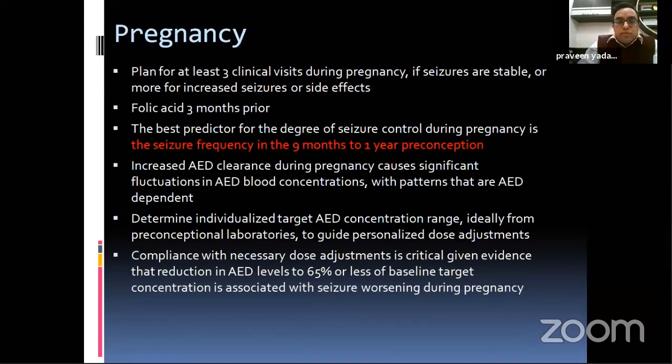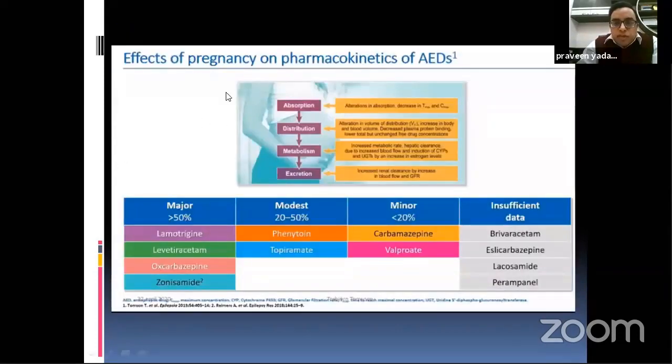So I'll go to the pregnancy topic. I'll just cover this very quickly. In pregnancy, we know that the absorption of the drug, the distribution of the drug, the metabolism of the drugs, and the excretion all change. The major changes are in lamotrigine, levetiracetam, and oxcarbazepine, where there is more than 50% change in all these mechanisms, and so the drug level fluctuates. While for carbamazepine and valproate, it is quite less, and for phenytoin and topiramate, it is modest.